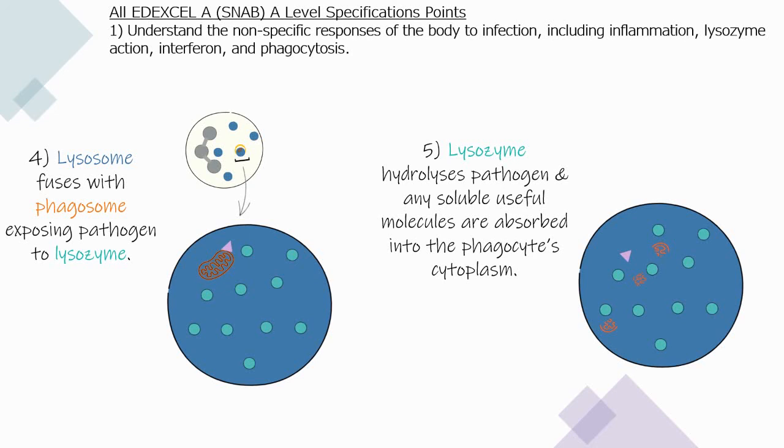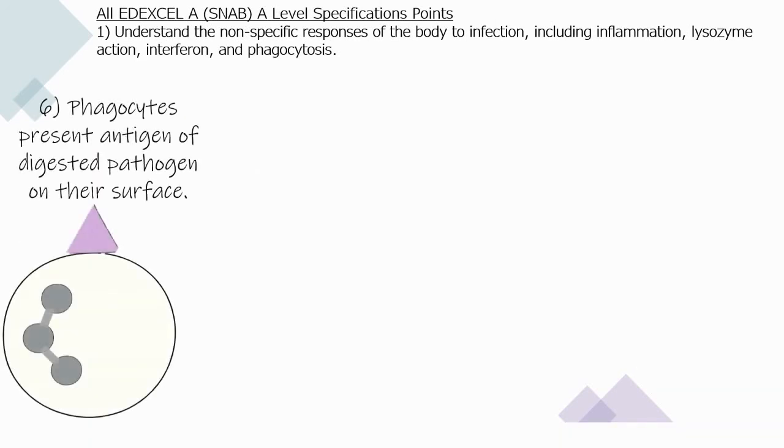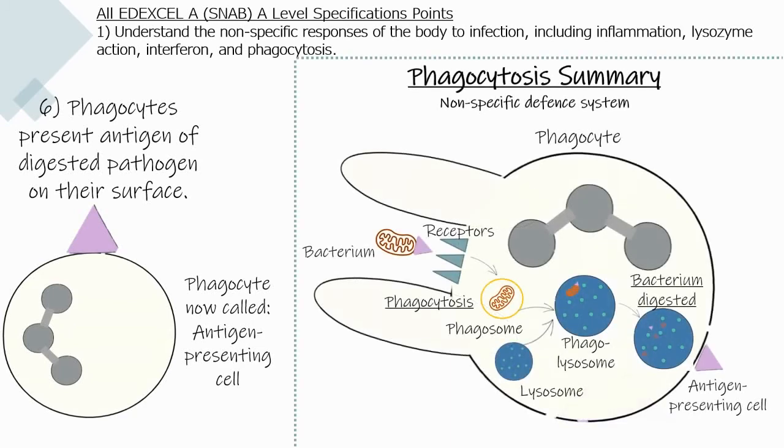So finally, the phagocytes present the antigen of the digested pathogen on their surface, and they are now called an antigen-presenting cell. So here you can just see a little summary diagram I've made of phagocytosis to help you with the revision.